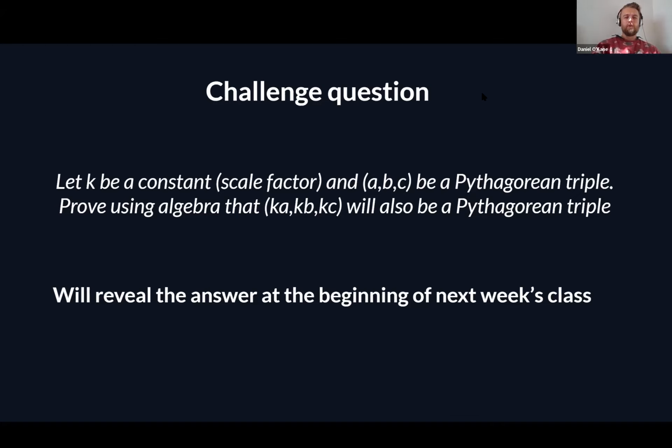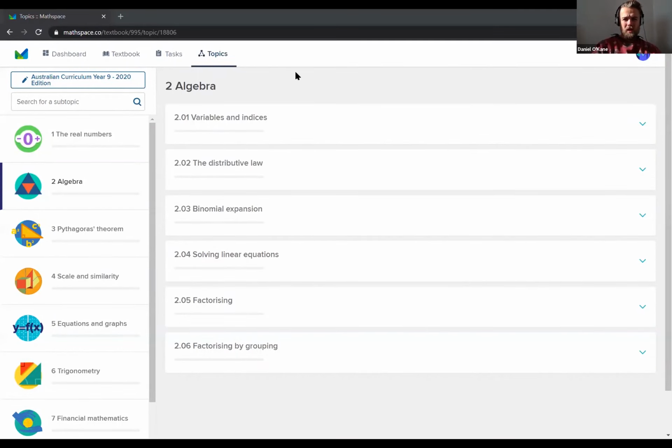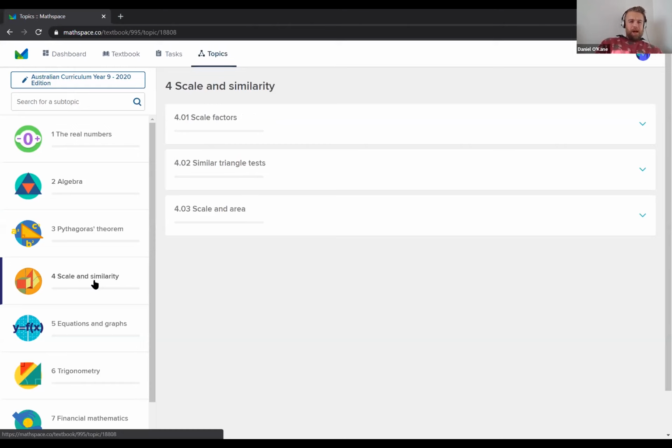When will we do congruency? Good question, Yusuf N. Let me double check. Scale and similarity is actually the next topic that we do after Pythagoras' theorem. So next week we'll finish Pythagoras' theorem. The following week, on the 28th of May, in lesson 8, we will start on scale and similarity. I'll talk about scale factors and similar triangle tests. That's the work we do in chapter 4.